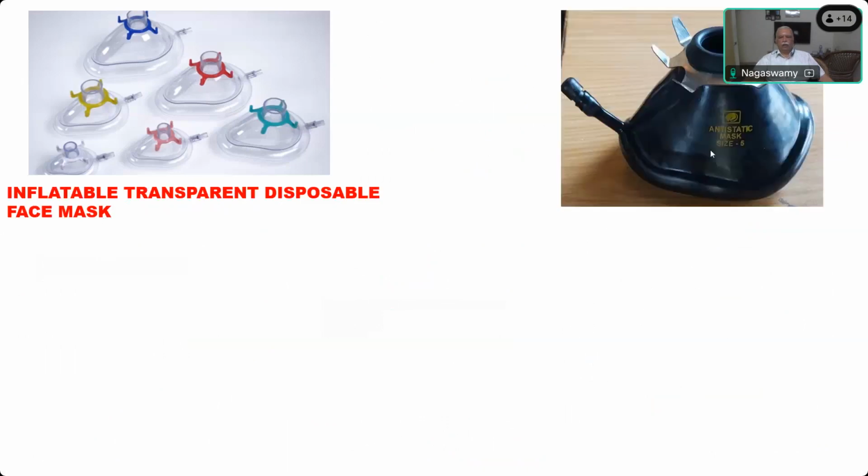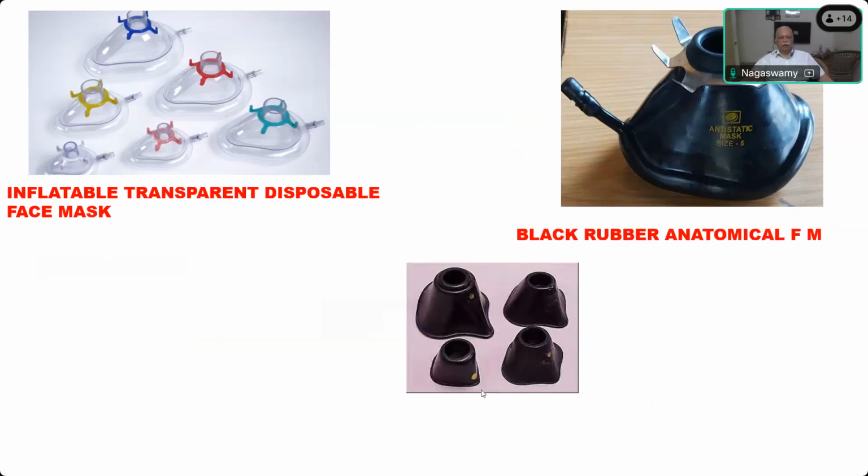And this is the older model, the black rubber one I told you about. Here also you have that metal ring with flanges, and this is also the air port through which you can inflate to increase the volume. This is the air injection port for that. So this is a black rubber anatomical face mask. And what is this? Is there any specific name for this compared to this? What is the difference you find between this and this?